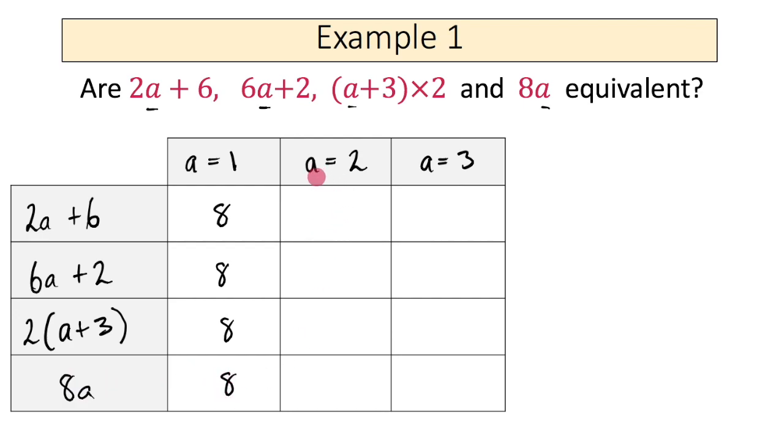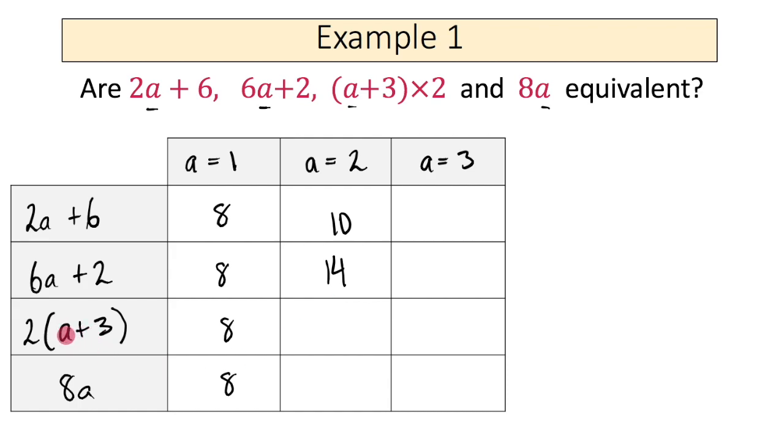Let's now go through a equals 2. So again, I'm going to be putting this number into this pronumeral here. So it's going to be 2 times 2, that's 4, plus 6, that's 10. Here I'm going to get 6 times 2, which is 12, plus 2 is 14. So all of a sudden, oh look, doesn't look too good now.